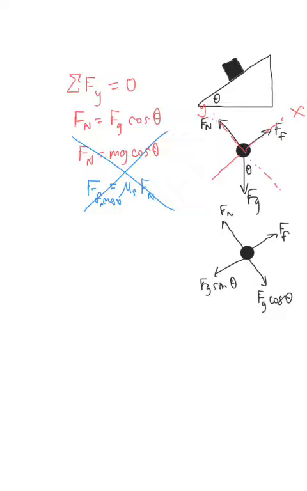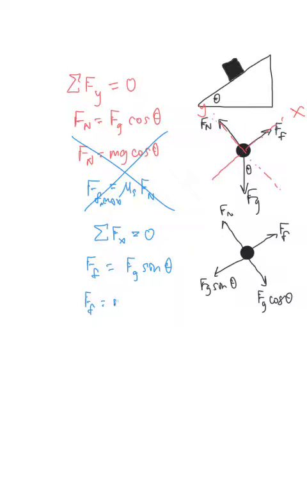The true way to solve for the static friction force is to remember that with static friction, the forces are balanced. So what we actually need to do is focus on the x direction and balance this force with this force. So we're going to say that the net force in the x direction is 0, which allows us to set the static frictional force equal to the gravitational force times the sine of theta.